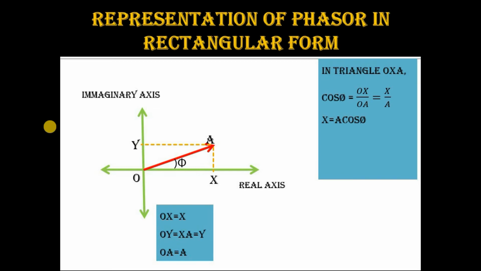Now in the same triangle, find sin phi. What is sin phi? The opposite side divided by the hypotenuse. The opposite side is AX, divided by the hypotenuse OA. AX is denoted as Y, OA denoted as A. So next we can find Y by cross multiplying. Y equals A sin phi. So the x-axis component is A cos phi, the y-axis component is A sin phi.